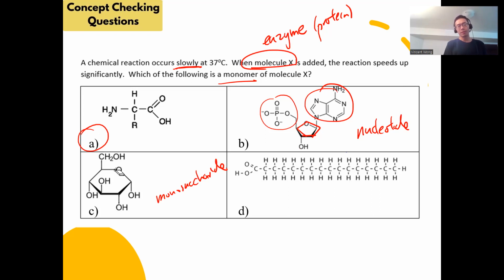Okay, you don't have to know which one, but at least you should know, oh, hexagon, monosaccharide, right? And then this is just some fatty acids, right? Okay, so the answer is A. Any questions?